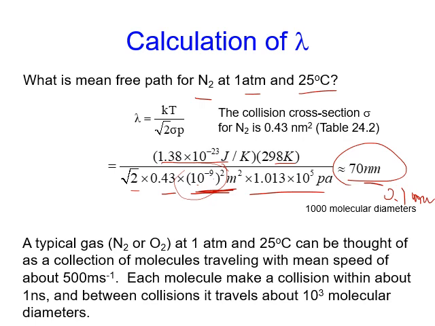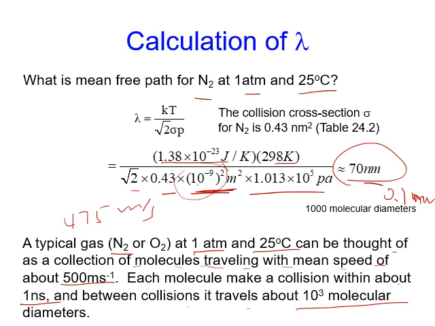So combined with the calculations we made before, it suggests that a typical gas, for example nitrogen at 1 atmosphere, 25 degrees, can be thought of as a collection of molecules traveling at a mean speed of 500 meters per second. Very fast speed. Remember, for nitrogen we calculated 475 meters per second. Each molecule makes a collision within about 1 nanosecond, and between collisions it travels 1,000 molecular diameters.